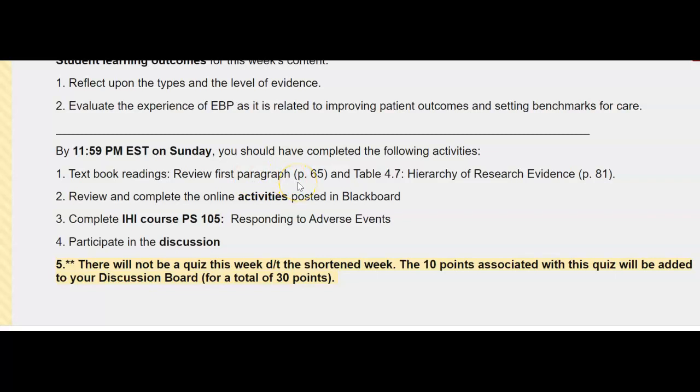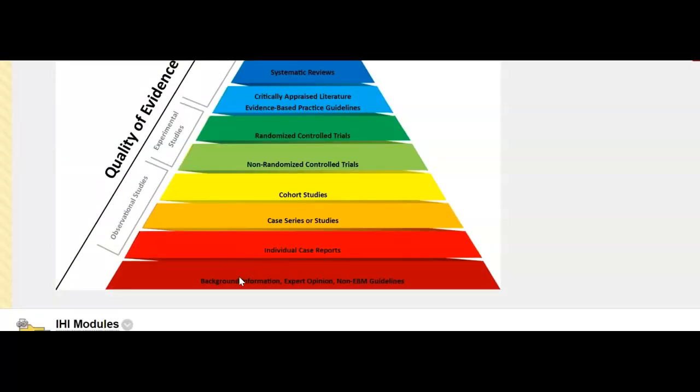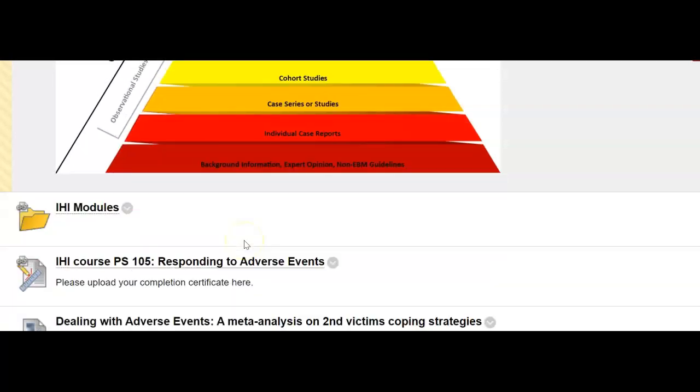So I want you to review that paragraph that I just read to you on page 65. It's one paragraph. And table 4.7, which is on page 81, is the hierarchy of research evidence. Then the main component for this course is two parts. It is completing the IHI course on responding to adverse events, that's PS 105, and participating in the discussion. There's not going to be a quiz. Instead of your 10 points for the quiz, they'll be added on to the discussion board. So this hierarchy of evidence is there for you.